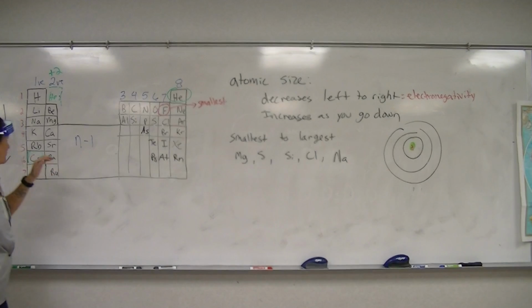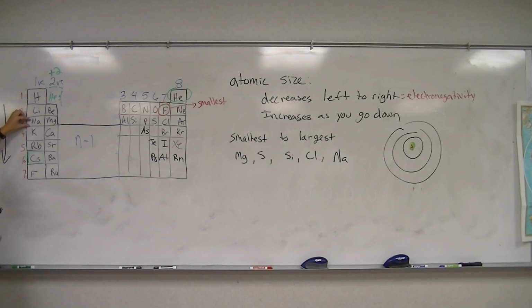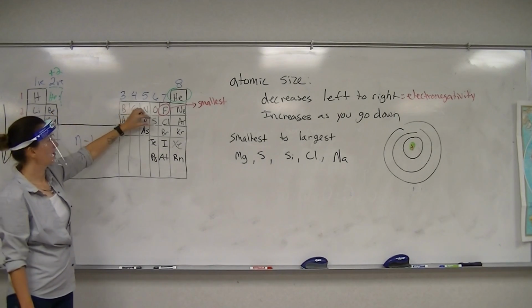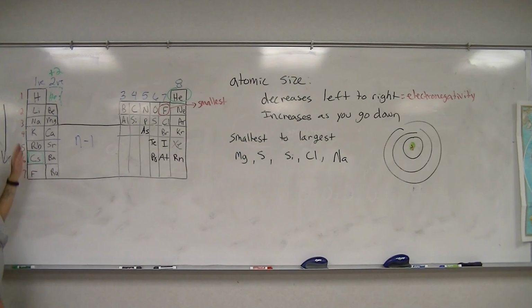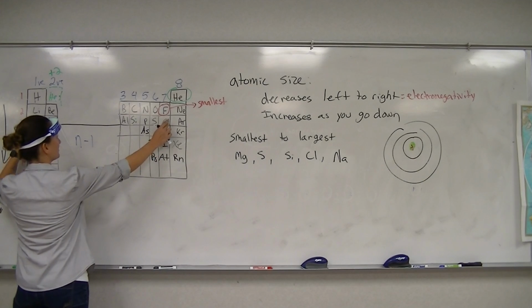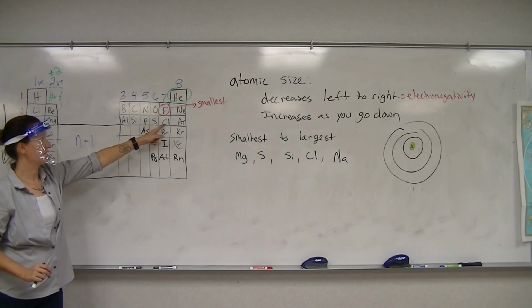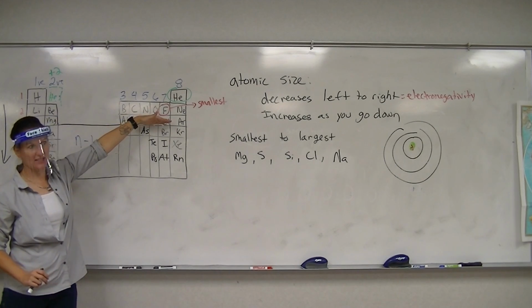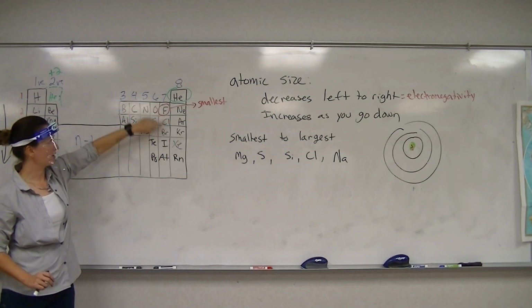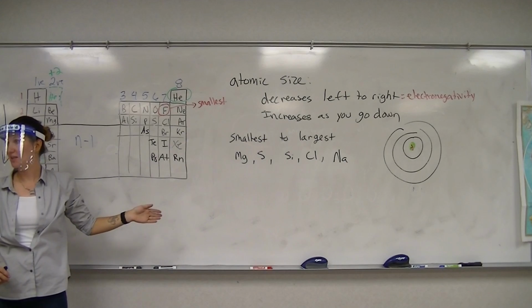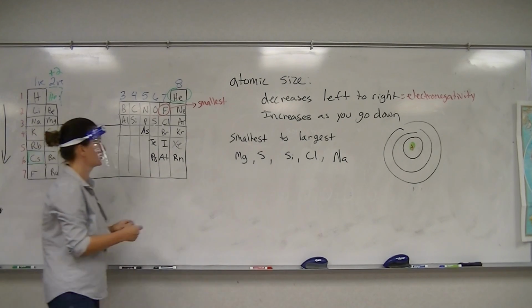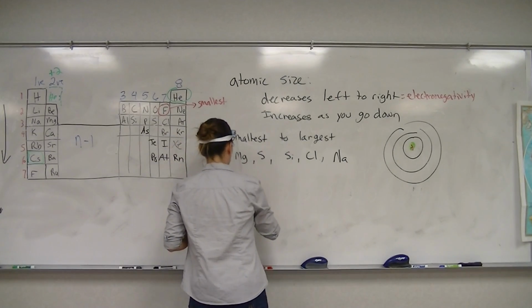And the left to right rule says that it's going to decrease as we go from left to right. So is the smallest atom of that block going to be sodium or chlorine? What's your choice? Chlorine's going to be the smallest because the size is decreasing as we go this way. So the smallest are going to be over here. The halogens are going to be the smallest of their row. So chlorine is going to be the smallest.